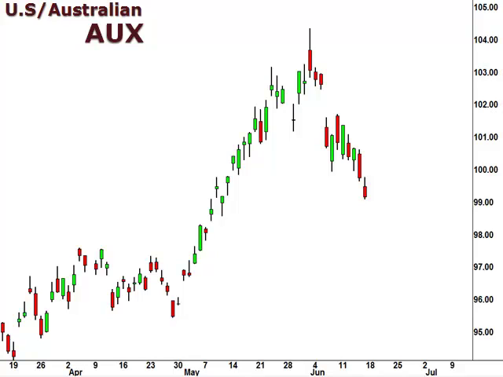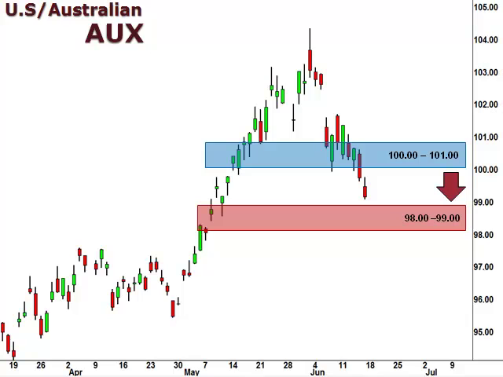Finally, let's take a look at the US dollar versus the Australian dollar as seen here in the ISE FX Options pair value AUX. Well, the AUX broke below an important support level at 100 and is likely to test 98.99 this week for support.